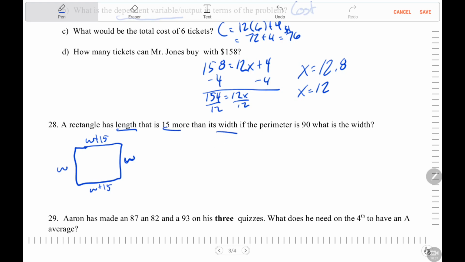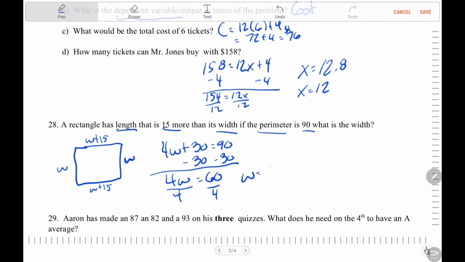So 15 more than the width. So you'd have to take the width and add 15 more. Altogether, the perimeter is 90. So add it all up. 4W plus 30 would equal 90. Minus 30. 4W equals 60. Divide by 4. W is 15. So that's the width. And then the length's 15 more, so the length would be 15 plus 15, which is 30.